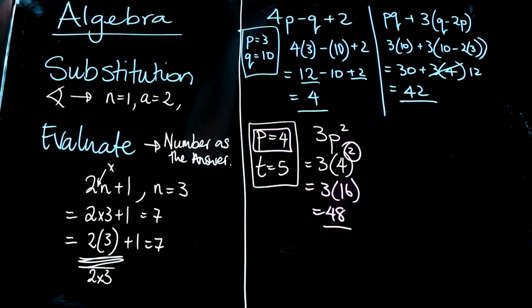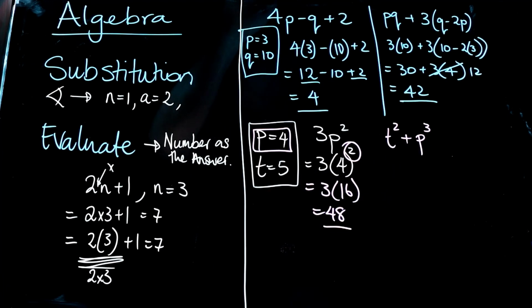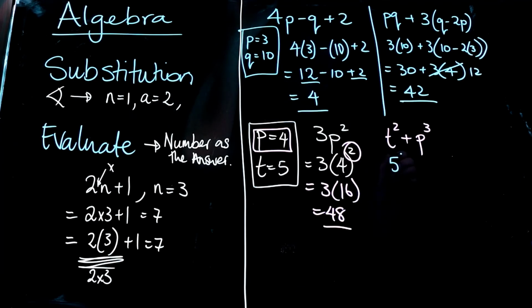We've got something here like t squared plus p to the power of 3. Got to be careful with our indexes here. I'll do the substitution step. T is 5 squared plus p to the power of 3. So that's 4 to the power of 3.